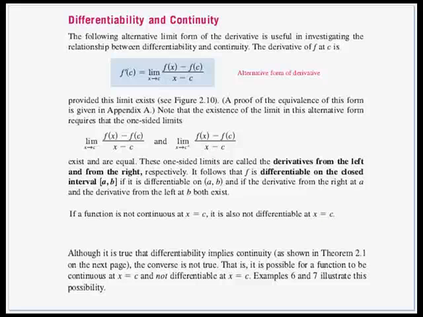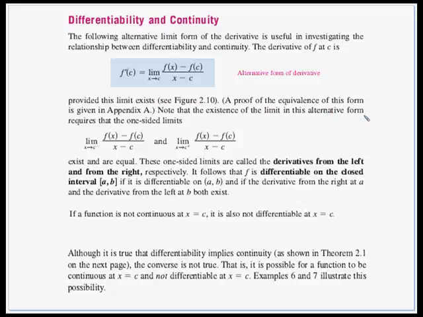Okay, in this video we're going to wrap up section 3.1 and we're going to talk about differentiability and continuity. The following alternate limit form of the derivative is useful in investigating the relationship between differentiable and continuous. The derivative of f at point c, f prime of c, is the limit as x approaches c of f of x minus f of c over x minus c, provided that this limit exists.